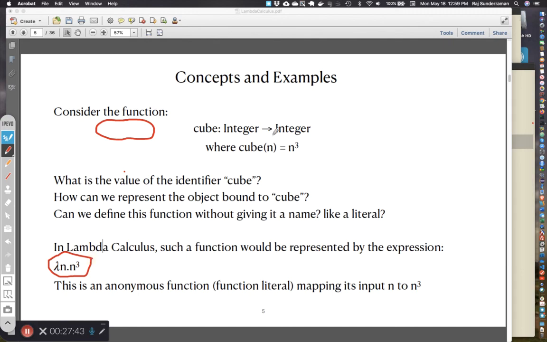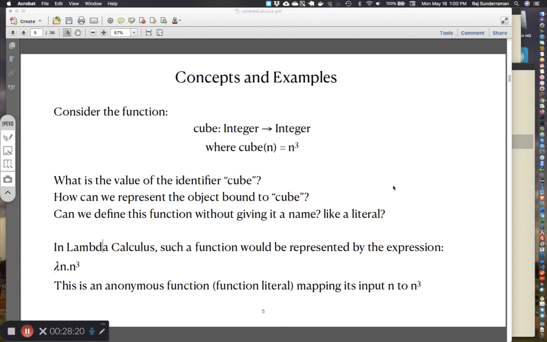What this says is that this is the notation we're going to learn, obviously, in Lambda Calculus for this particular function without giving it a name. Lambda is just a syntactic symbol, and the n sitting next to it is the single parameter, and the dot separates the parameter from the body, and the body is n cubed. So this is how you write it in Lambda Calculus, and this is an anonymous function, so it doesn't have a name.